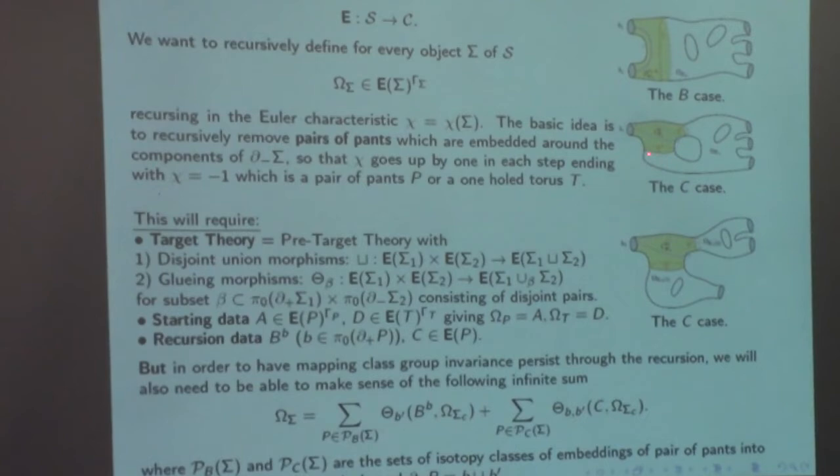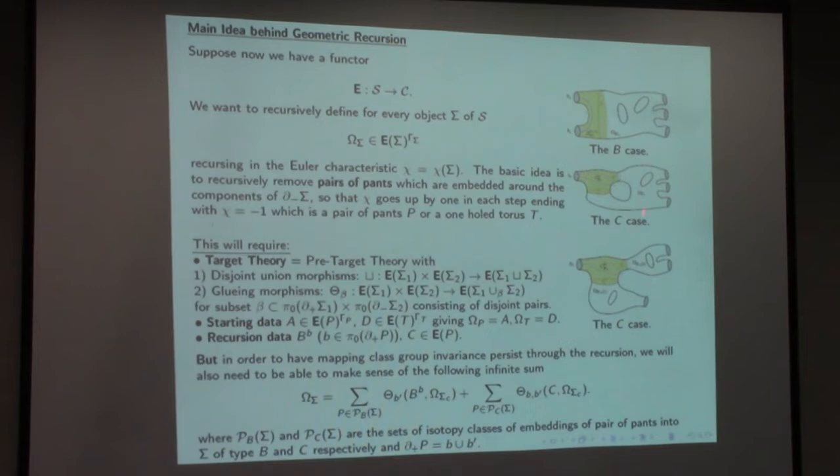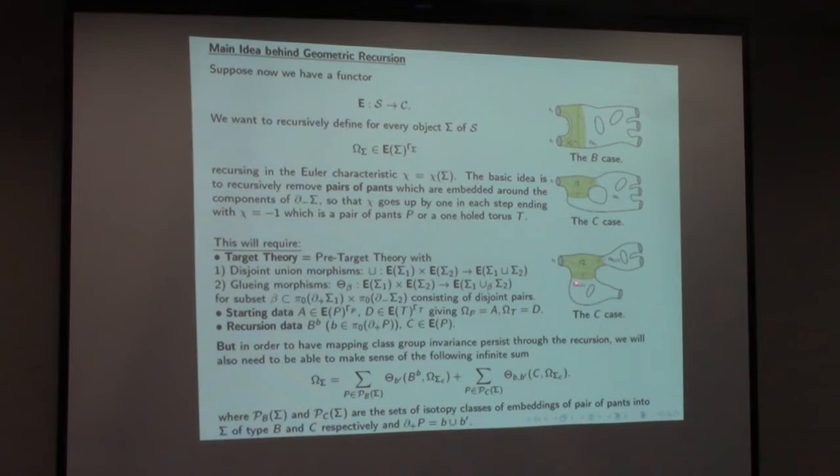But else there is the C case, and the C case just means that both of the out boundaries of my pair of hands go to the surface interiorly. And then, of course, there are two cases in those. Does it split the surface into something that's disconnected when I remove the pair of hands, or does it keep the complement connected?